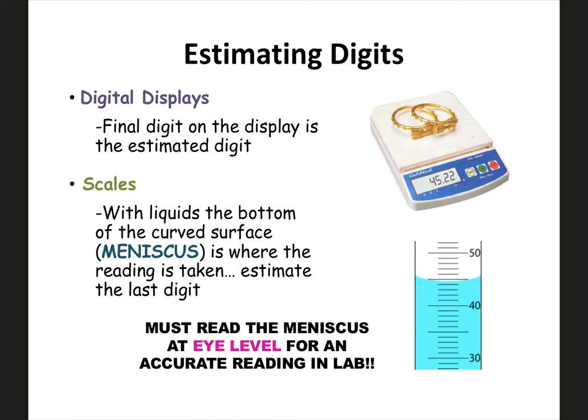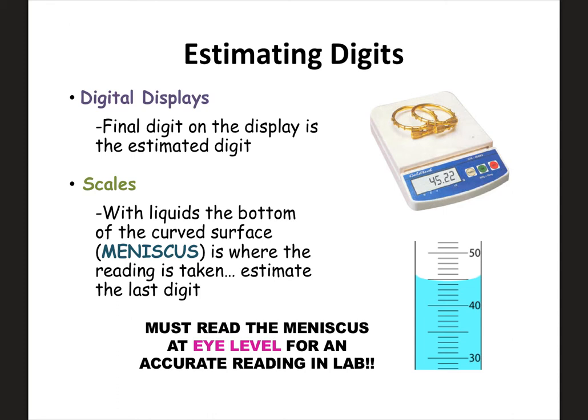Maybe it's really closer to 0.21. Maybe it's really closer to 0.23. Okay, but the key is the balance is estimating that last digit. Right? If you're doing something like a graduated cylinder, it's very important that you are measuring at the bottom of the curve. We call that the meniscus, and you still are estimating the last digit. And in order to do this correctly, you would need to read this at eye level.